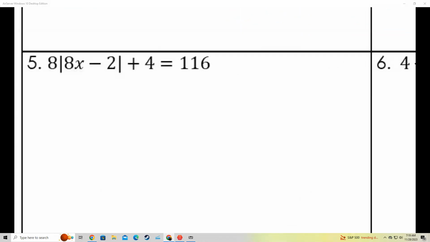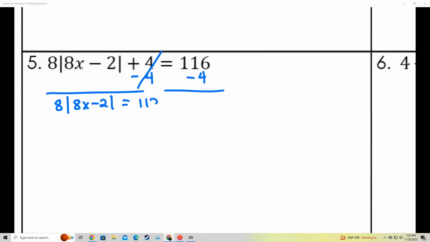First question, is it isolated? The answer is no. I have the absolute value of something, and it looks like it's being multiplied by 8 and added by 4. So let's get rid of that added by 4 first. I can subtract 4 on each side. I get 8 times the absolute value of 8x minus 2 is equal to 112.